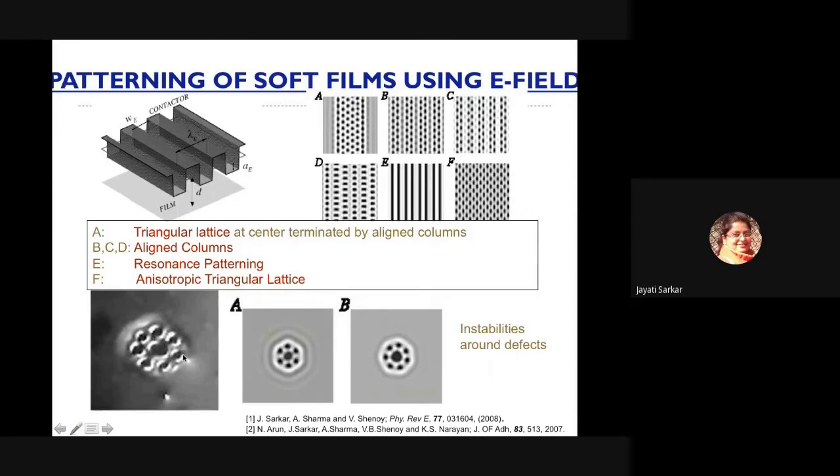And this was an accidental pattern that was created because of dirt present on the contactor, and you could see that there was a hole and a satellite hole formation because of this in this type of film. So with the help of the E-field, the concept of controllable and tunable addition comes in, because you can control the strength of the field.